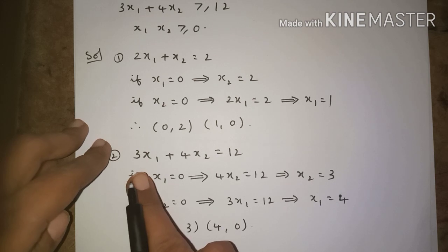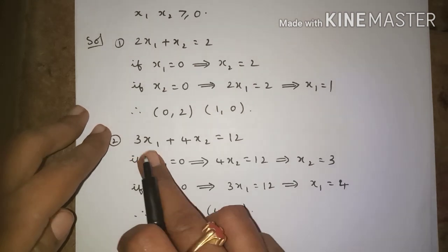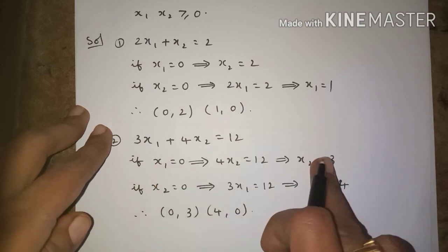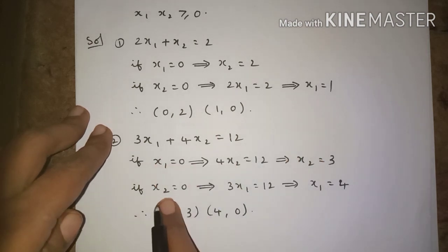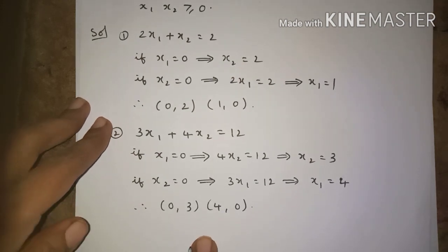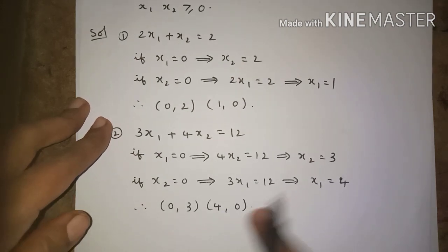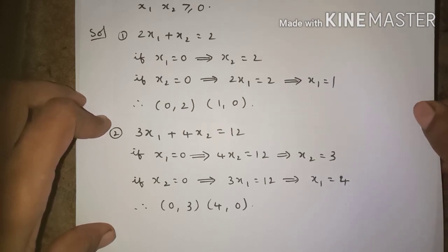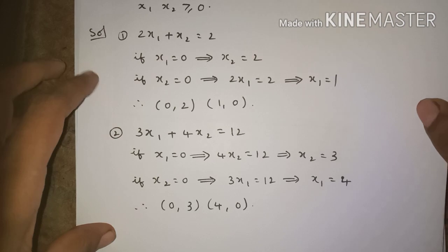Now take the second constraint in the equation form. 3x1 plus 4x2 is equal to 12. If x1 is equal to 0, x2 is equal to 3. If x2 is equal to 0, you will get x1 is equal to 4. Therefore, the points you will get are (0, 3) and (4, 0). Now, using these points, we will plot the graph.